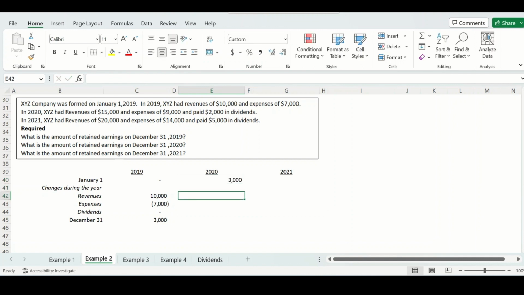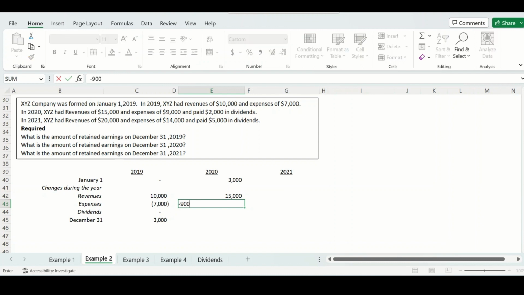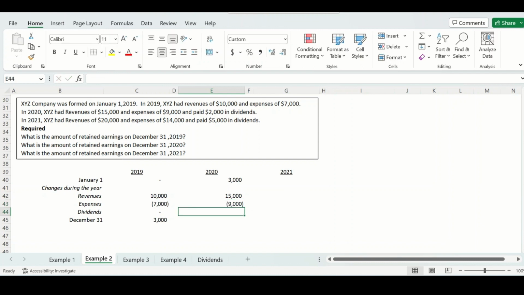And then during 2020, the company had revenues of $15,000. And we said revenues have an increasing effect, so revenues is a positive number. There were $9,000 of expenses. We know that expenses decrease retained earnings, so I'm showing a negative number. Then also in 2020, the company paid dividends. And we know that dividends have a negative effect on retained earnings as well, so you see a negative number.